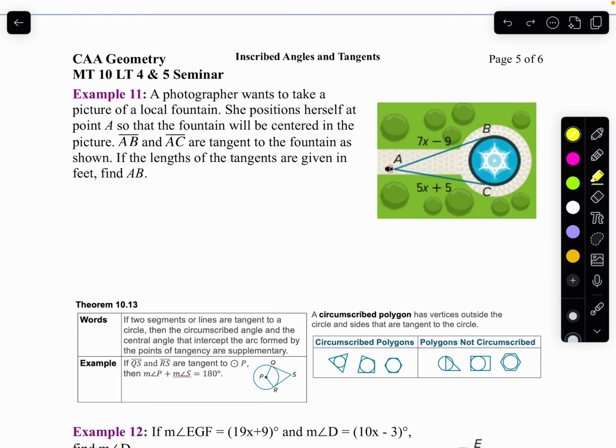Example 7, or sorry, 7. On example 11, notice we have two tangents from the same point. So that tells me these two tangents have to have the same length. So 7x minus 9 equals 5x plus 5. Well, then we can solve that.